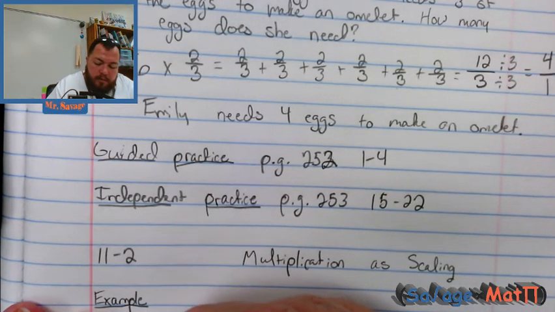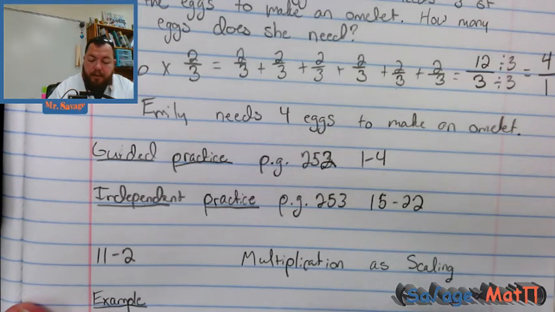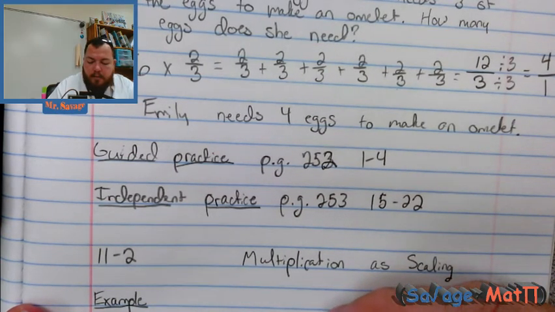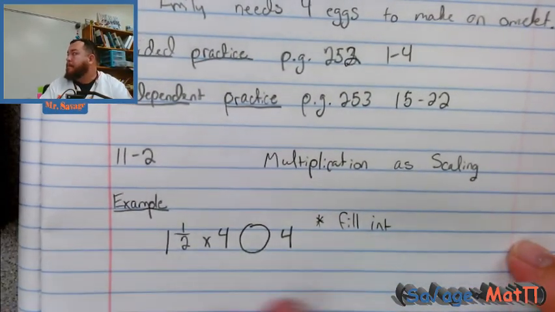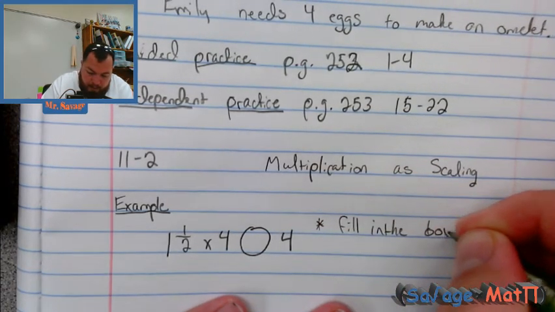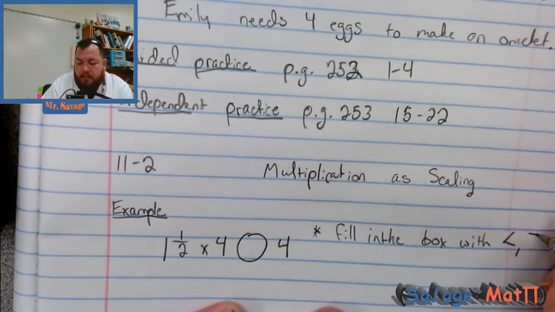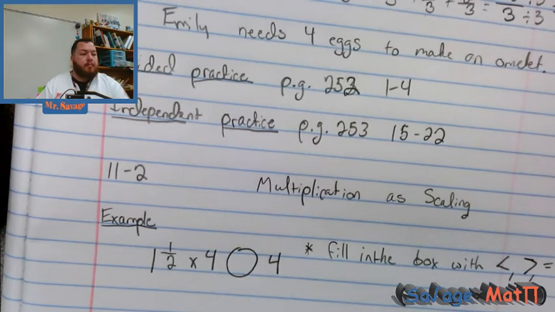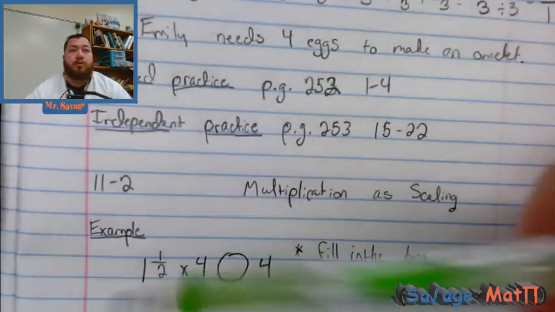The first one is 1 1/2 times 4. And the question is, fill in the box with less than, greater than, or equal to. Can you guys not see that? I'm sorry. So the way I can look at this, as we talked about yesterday, is I can look at parts to wholes or wholes to wholes.